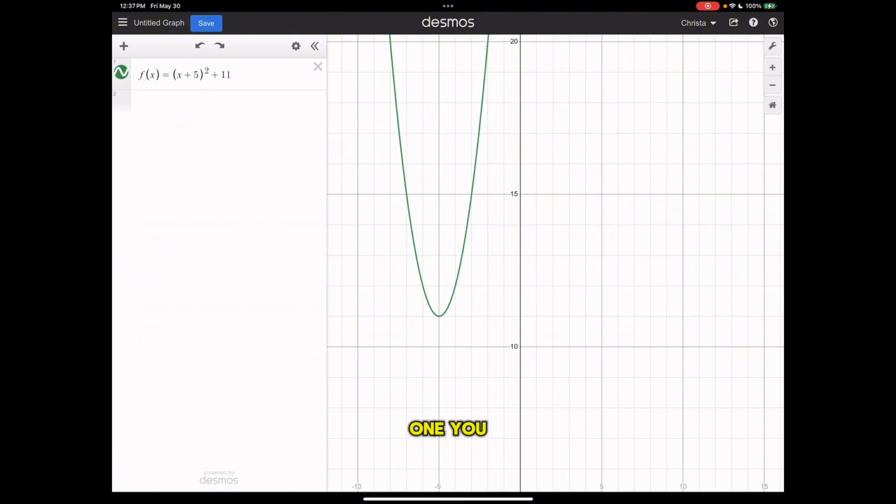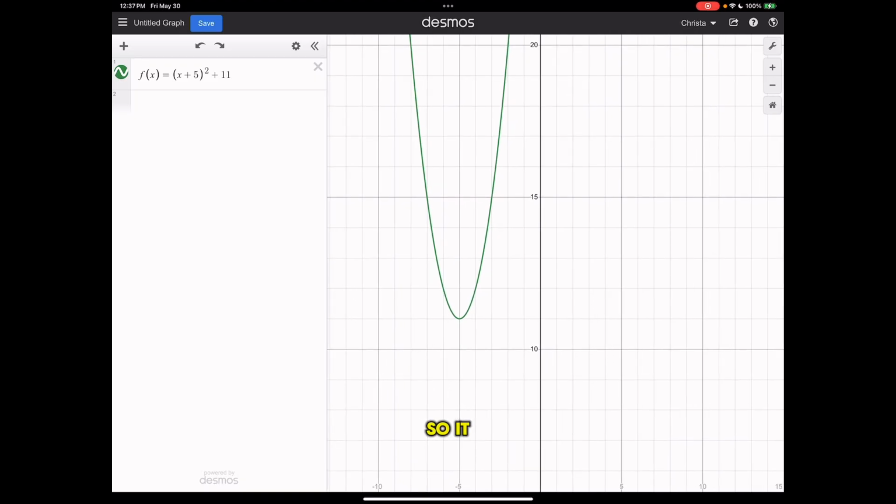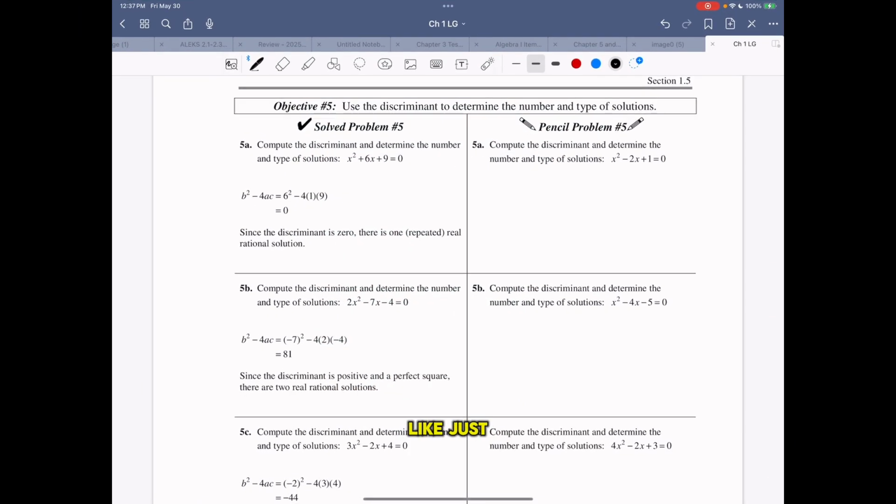So in this particular one, you see that it does not cross the x-axis. So it has no x-intercepts. So the solution is kind of like in outer space. But the discriminant determines if you have one that is repeated, and it also determines what type of solution you get. So compute the discriminant and determine the number and type of solutions.